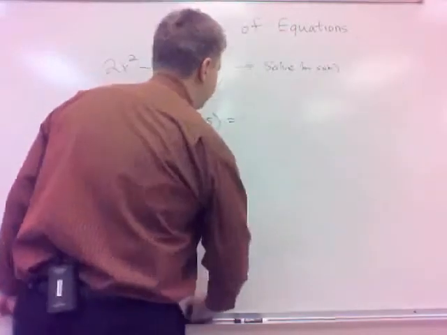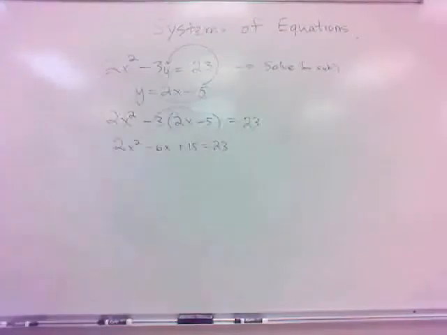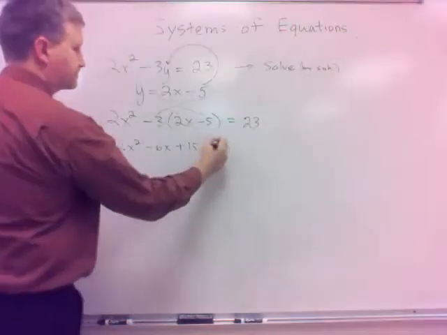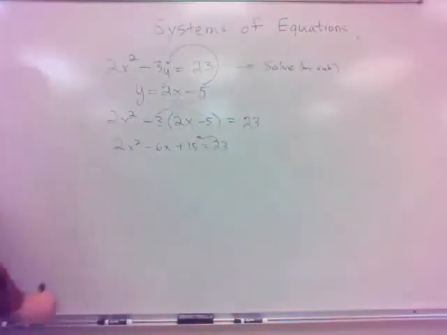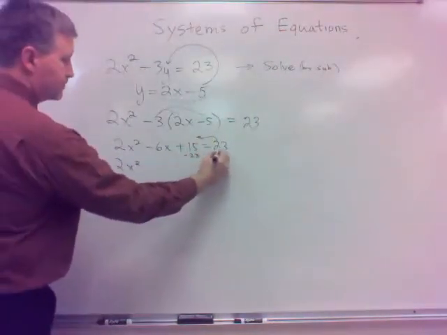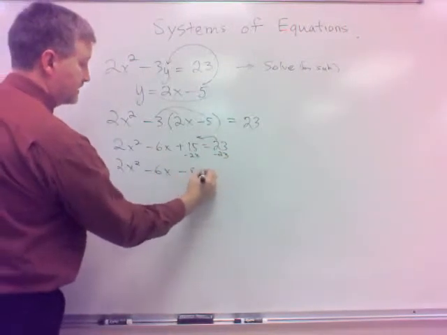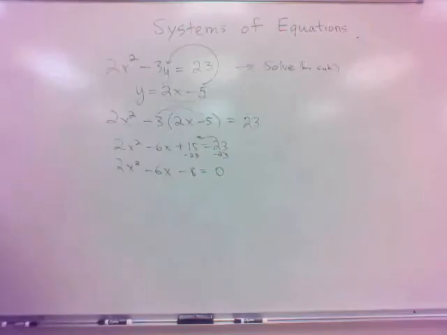Just, again, checking you there. 23. It's Monday. That's how I got that. Okay. 23. Yeah, I need to make one side 0 because this is an x squared equation. So if I make one side 0, subtract the 23 from both sides, so I get 2x squared minus 6x minus 8 equals 0.